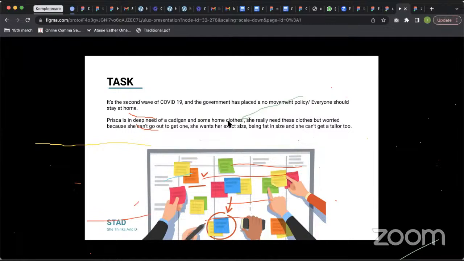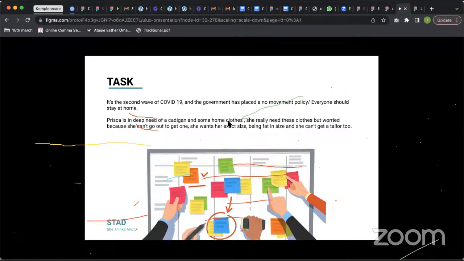Just 2 persons. Goodness, unmute 2 persons. What is Priska? Hello, can you hear me?